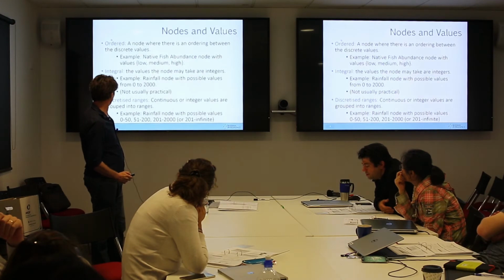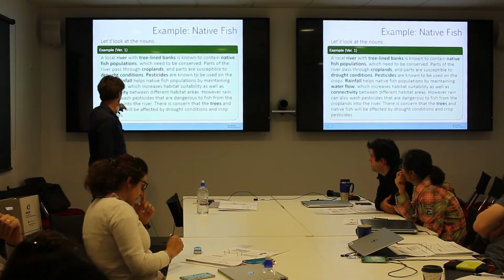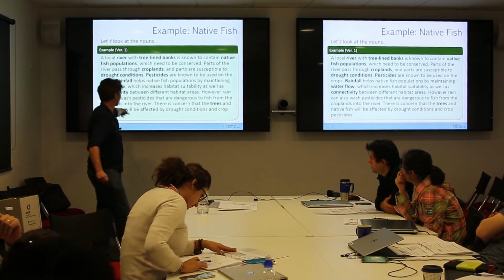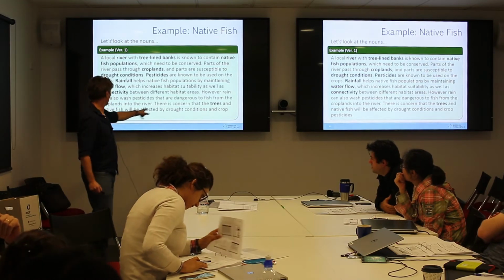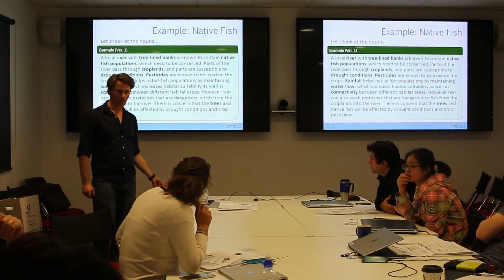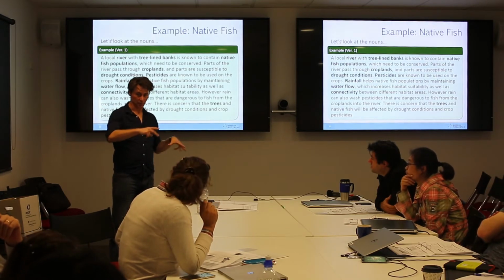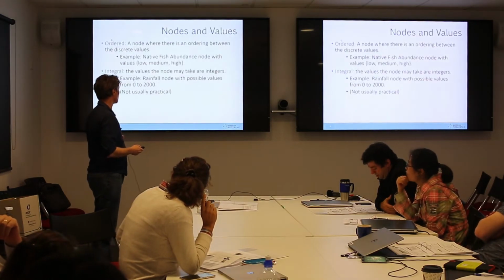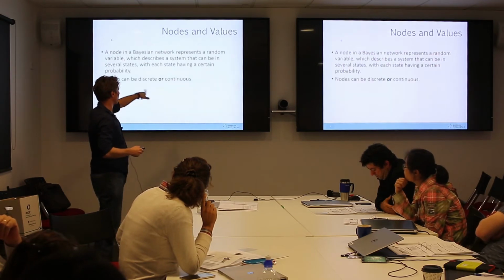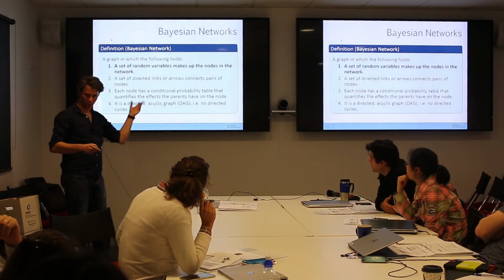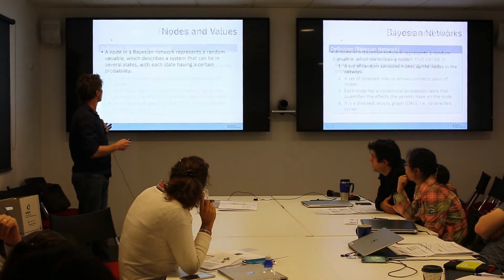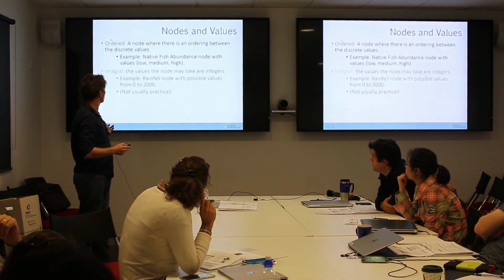There's concern that the trees and the native fish will be affected by the drought conditions and crop pesticides. So we're concerned about the trees as well? We actually are. For our output of how well the ecosystem is going, we want those types of things in there. The other thing is that tree condition can inform us about the fish population in other ways, which we'll get into a little bit later. I'm going backwards, Dan.